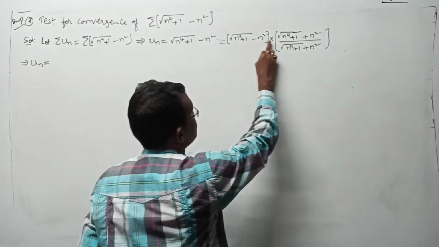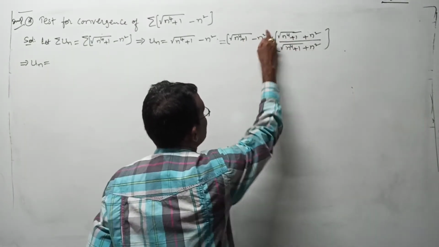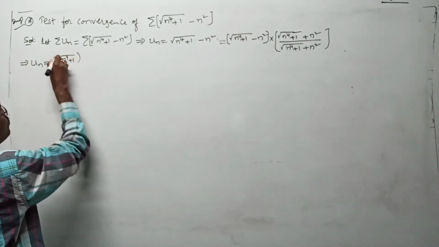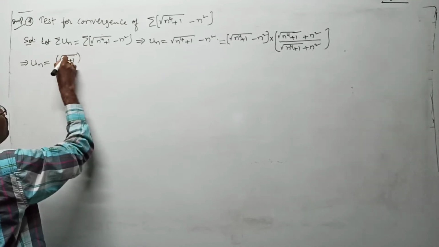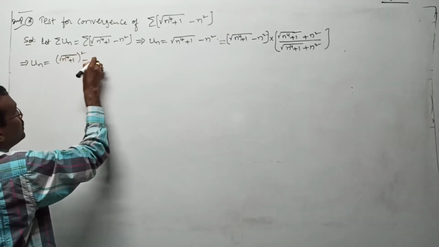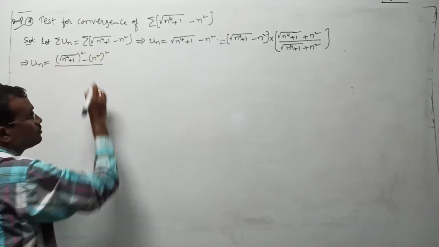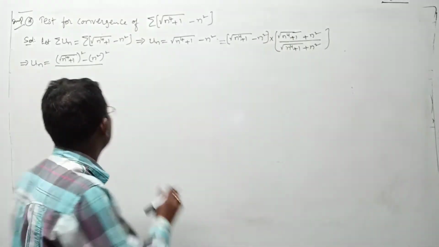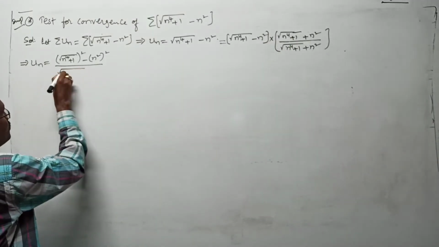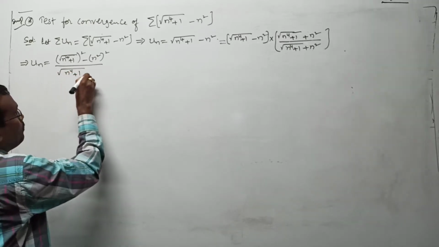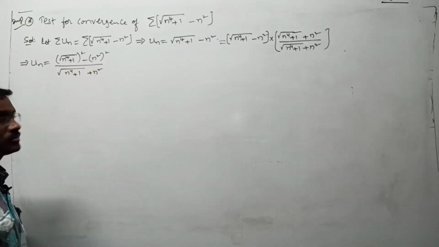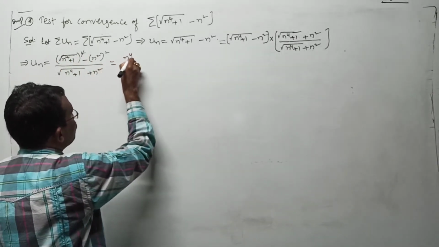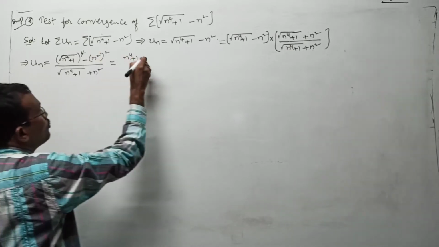Here this is a minus b into a plus b, which is what? A square minus b square. I am writing clearly. Root n power 4 plus 1 whole square minus n square whole square, by the denominator you can write as it is. What is that? Root n power 4 plus 1 plus n square, right? Here this square and root get cancelled. Then what is this? N power 4 plus 1 minus n square whole square is what?